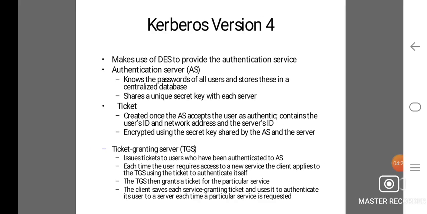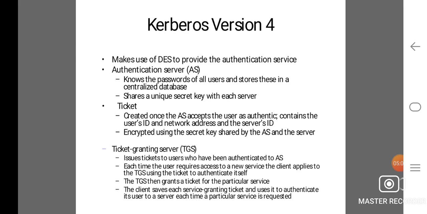Kerberos version 4 makes use of DES to provide the authentication service. The Authentication Server, AS, knows the passwords of all users and stores these in a centralized database. It shares a unique secret key with each server. A ticket is created once the AS accepts the user as authentic, that contains the user's ID, network address, and the server's ID. It is encrypted using the secret key that is shared by the AS and the server. Ticket granting server, TGS. It issues tickets to the users who have been authenticated to the AS.